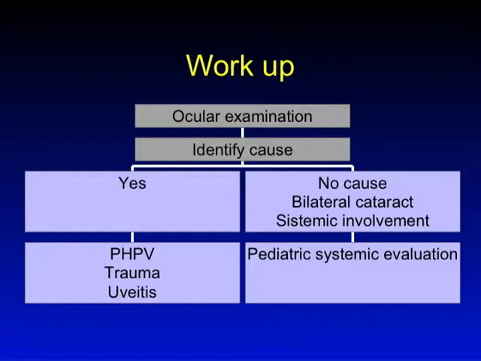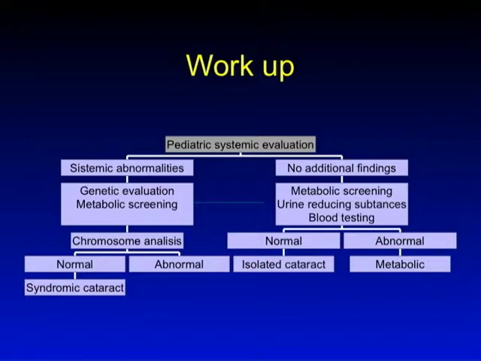If we cannot identify the cause during our ocular examination or during the general examination, then we should do what is called the pediatric systemic evaluation. And what is that? It's basically this. We do, of course, with the help of the pediatrician, genetic evaluation, metabolic screening, chromosome analysis, and then we can probably find out a lot of the causes. If everything is completely normal, including the metabolic screening, then most likely we're going to have an isolated cataract.